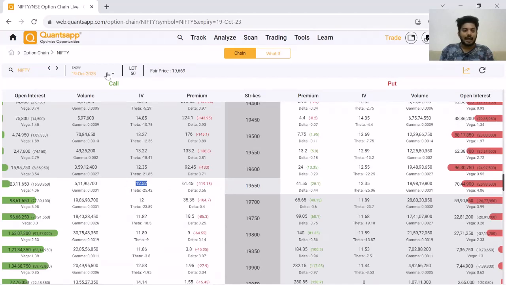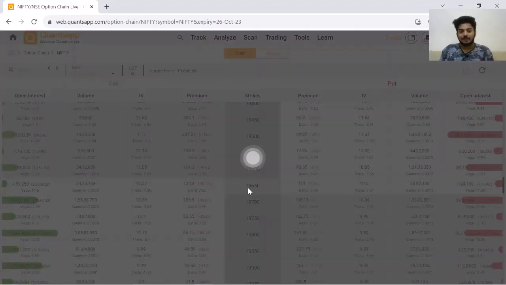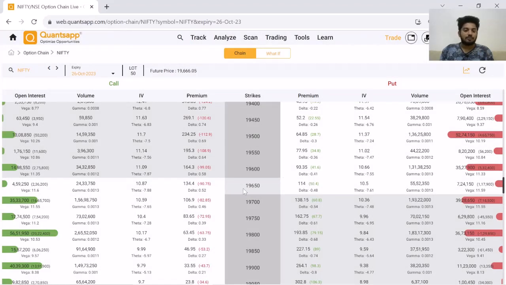But when I'm actually selling 19650 of the 19th October expiry, that is the closer expiry, and I'm buying 19650 of the next expiry, that strategy makes a lot of sense to me. Now why does it make a lot of sense to me? The reason is the theta decay.